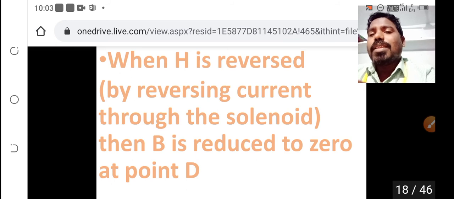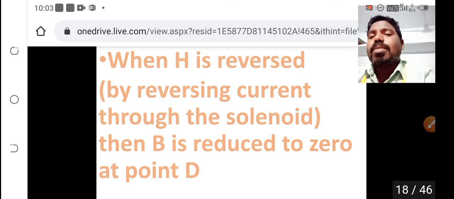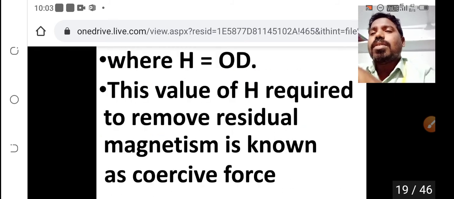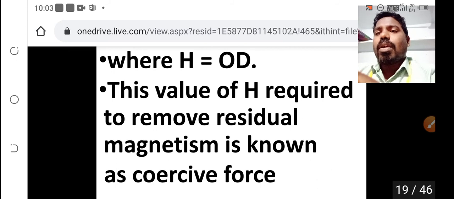Then B is reduced to 0 at point D, where the curve path is OD. This value of H required to remove residual magnetism is known as coercive force.